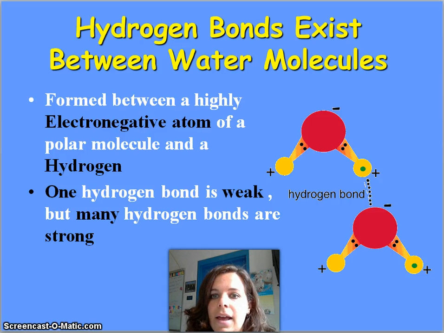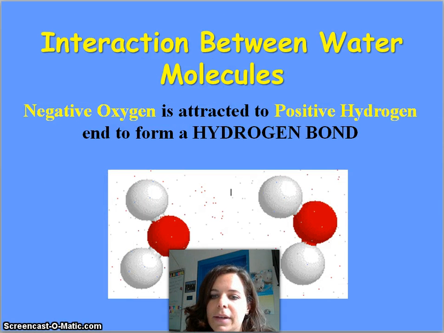Because of this polarity, hydrogen bonds exist between water molecules. Those form between the electronegative atom of a polar molecule and hydrogen. In this case, the electronegative atom is going to be the oxygen, so the hydrogen is going to attach to the oxygen, just like you see here. One hydrogen bond is really weak, easy to break apart, but if you have lots of them together, it's strong. And this property of the hydrogen bonds and the polarity causes a lot of the properties of water that we see. So here's some interaction between water molecules. The negative oxygen is attracted to the positive hydrogen.